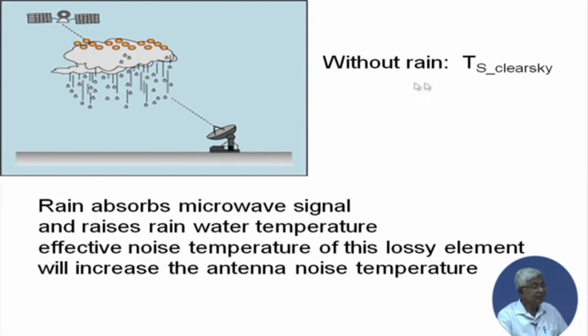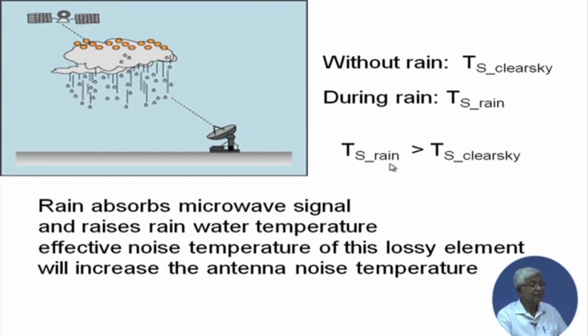So antenna noise temperature increase means receiver noise and antenna noise temperature together is the system noise temperature of the receiver. So that is TS. Without rain let us call it TS clear sky, and during rain it is called TS rain. So TS rain is more than TS clear sky because the effective noise temperature has increased. So the receiver system noise temperature has increased during rain.